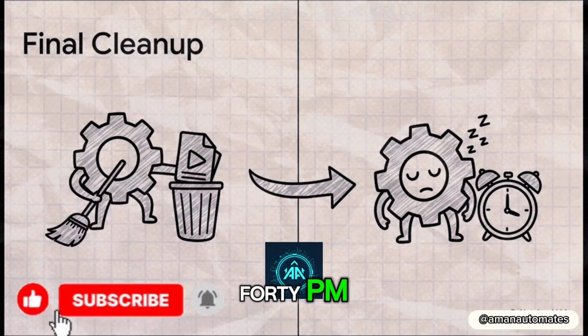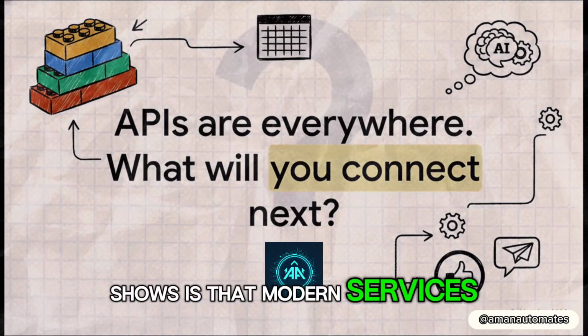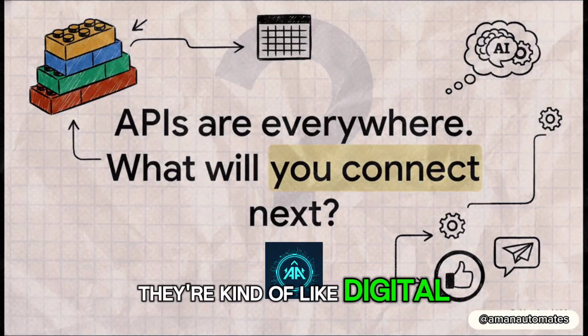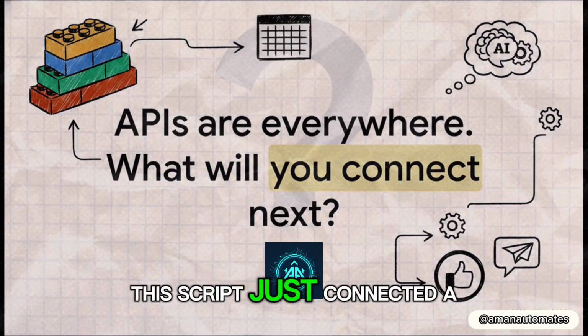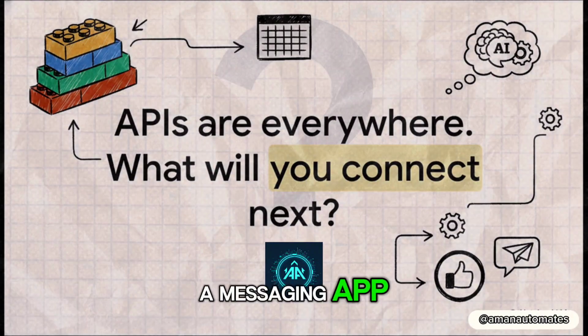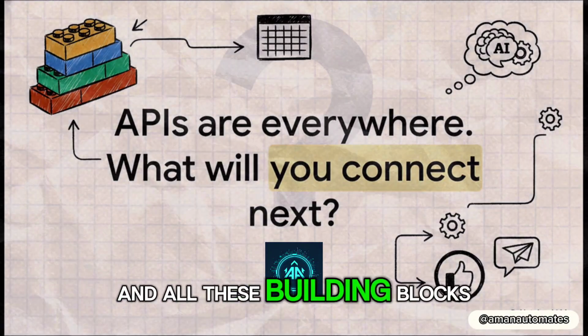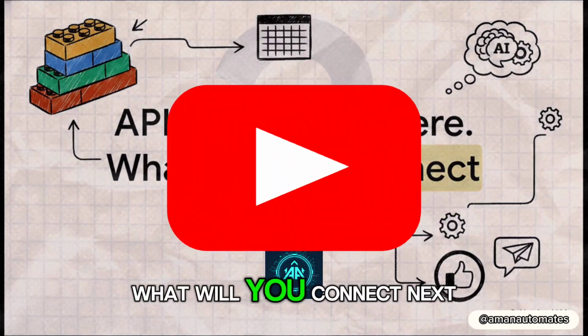You know, what this whole journey really shows is that modern services, or APIs, they're kind of like digital Lego bricks. This script just connected a spreadsheet to an AI, to a social network, and a messaging app. It really makes you wonder, doesn't it? With all these different tools and all these building blocks available to us, what will you connect next?